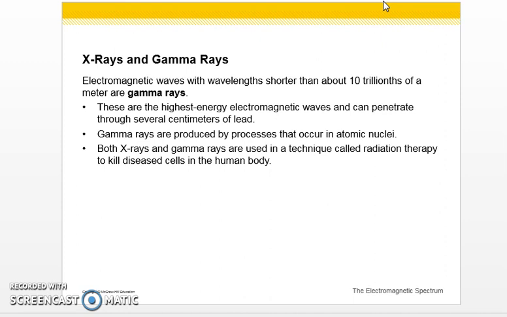These are the highest energy electromagnetic waves and can penetrate through several centimeters of lead. Not even Superman could see through lead. Gamma rays are produced by processes that occur in atomic nuclei. Both X-rays and gamma rays are used in a technique called radiation therapy to kill diseased cells in the human body. That concludes our note lesson for this section.